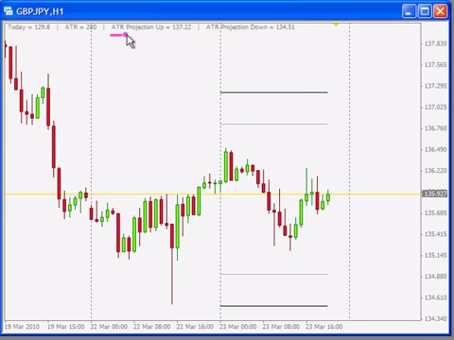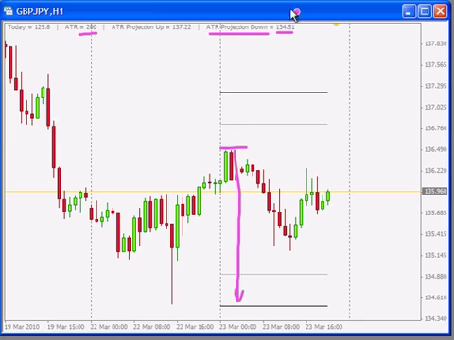Now, the average daily range projection to the upside is 137.22. That means that if you take the low for today and add 200 pips to the upside, that takes us all the way to 137.22. And the average daily range projection to the downside is 134.51. So you take the high for the day and subtract 200 pips to the downside, and it takes you all the way to 134.51.